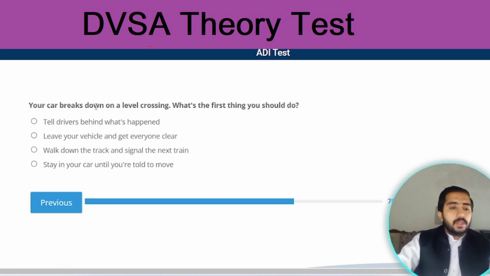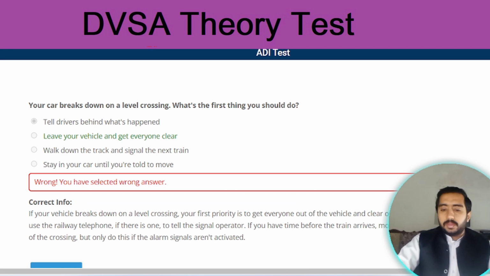Next one. Your car breaks down on a level crossing. What is the first thing you need to do? The first thing you need to do is tell drivers behind what is happening there. Option A is the correct one. No, you need to leave your vehicle and get everyone clear.